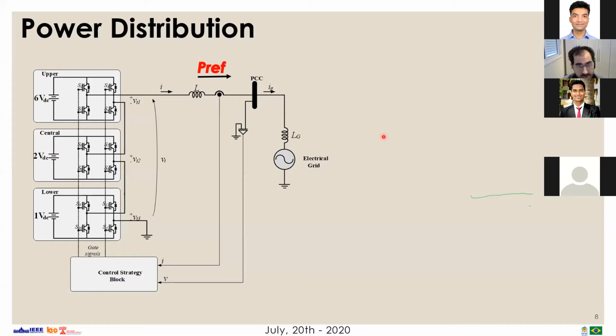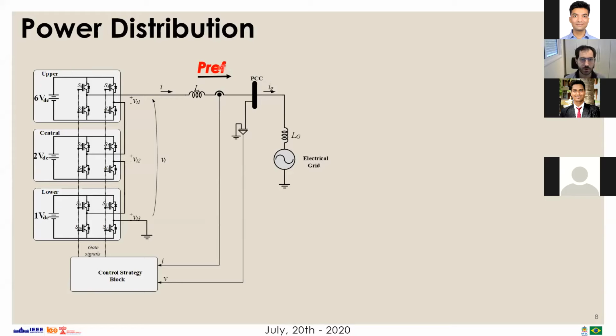Okay, power distribution. Now the inverter is connected to the grid. There is here a point of common coupling, and there is an output filter, which is just a very small inductor, because we have a very close to sinusoidal waveform at this point. This filter is quite low. Then I set a reference for power injection. I want to inject, for instance, again, 1 kilowatt. How is this 1 kilowatt split into these three modules here?